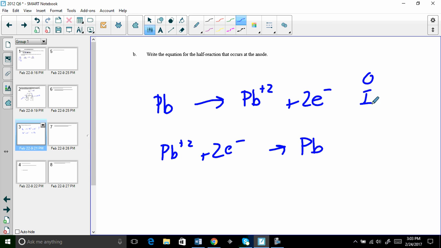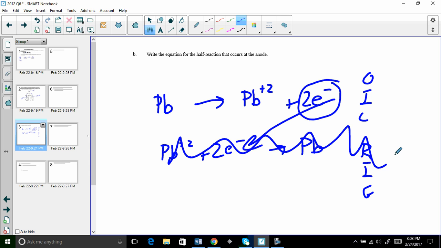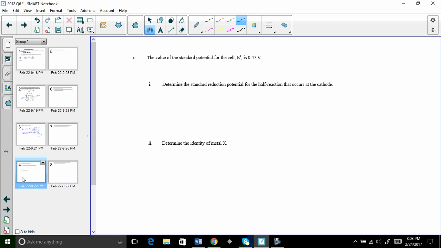Oxidation is loss, so they're on this side. Reduction is gain, meaning this one loses electrons and this one gets them. So it has to be this reaction right here. All right. The value for the standard potential of this cell is 0.47.